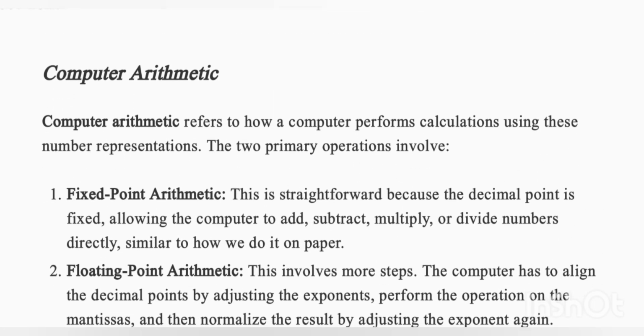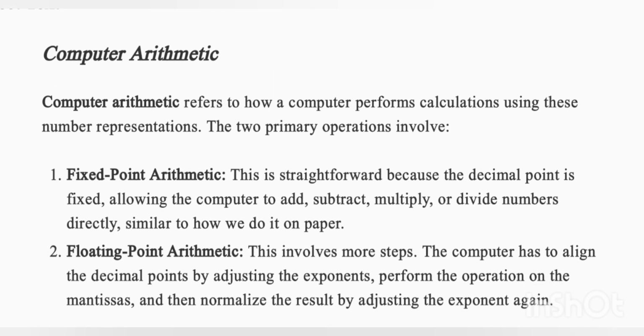Computer arithmetic. Computer arithmetic refers to how a computer performs calculations using these number representations. The two primary operations involve: one, fixed point arithmetic. This is straightforward because the decimal point is fixed, allowing the computer to add, subtract, multiply, or divide numbers directly, similar to how we do it on paper. Two, floating point arithmetic. This involves more steps. The computer has to align the decimal points by adjusting the exponents, perform the operation on the mantissas, and then normalize the result by adjusting the exponent again.